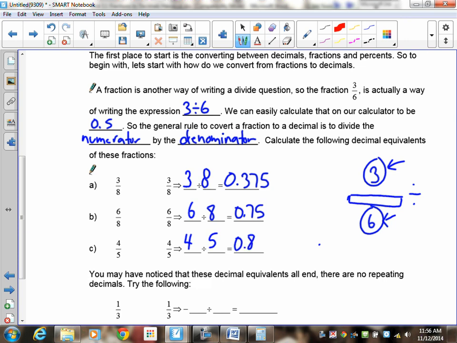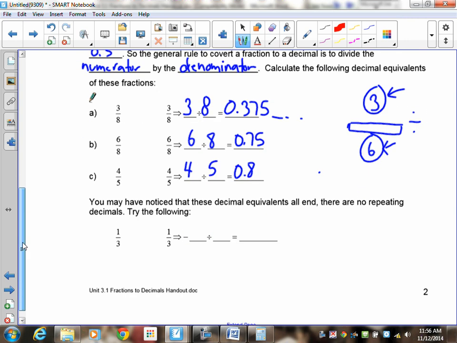Okay? Now, you may have noticed that these decimals all end. There's nothing after the 5 unless you want to start thinking of putting in zeros. There's nothing there. It terminates. That's what the term is. It ends. There's no more digits after it. But if you try 1 over 3, you'll notice something changes.